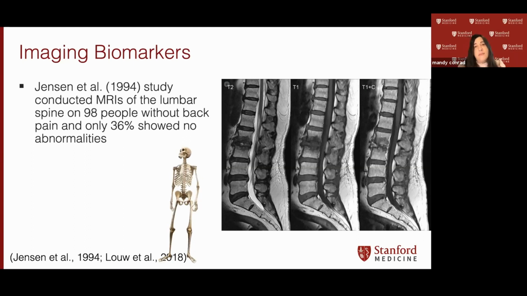And there are many other examples of this too. I think one is if you look at neck pain and degenerative imaging that's very present, only 10% of those individuals where they looked at the imaging were expressing pain.